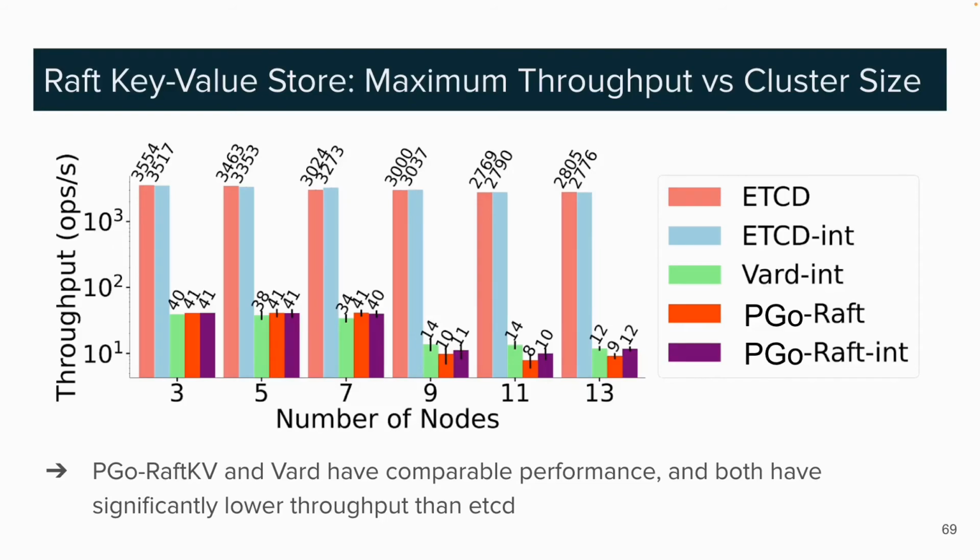Going further, we also measured throughput for different cluster sizes for the Raft KV stores, and we noticed that, as you expect, with a larger cluster, things get a bit slower because you have more nodes to perform consensus with. And again, etcd does a lot better, but otherwise we seem to be roughly comparable with the state-of-the-art, and that's still nice.